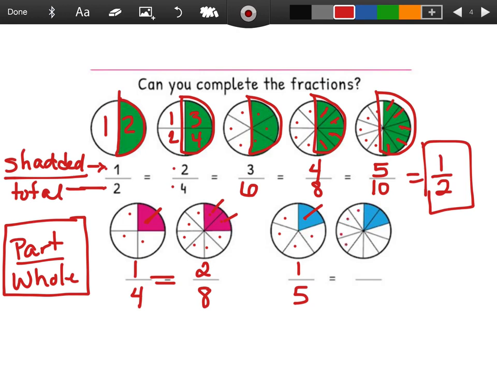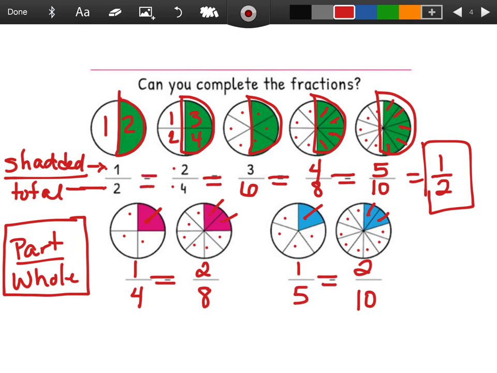All right, let's do this one too. 1, 2, 3, 4, 5, 6, 7, 8, 9, and 10 is my denominator. And my numerator, 1, 2. Okay, again, these are all equivalent fractions.